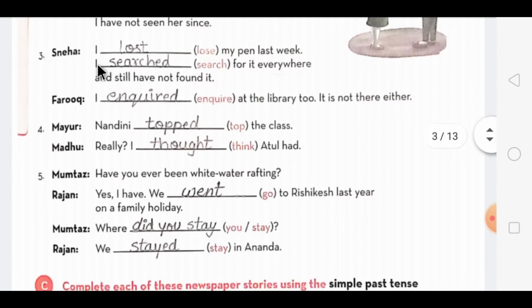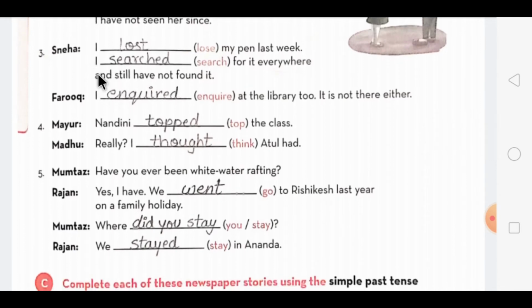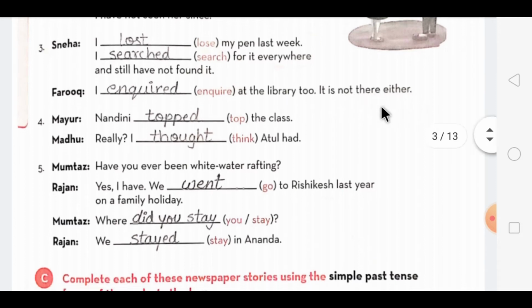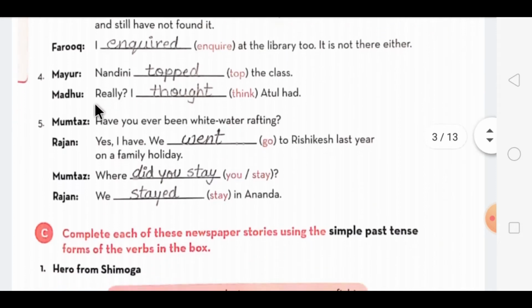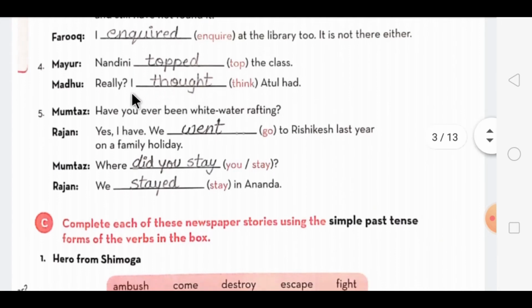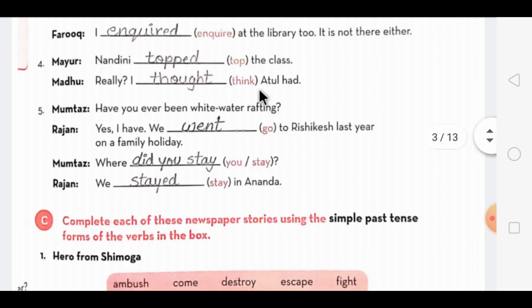Then the third conversation is, Sneha is saying, I lost my pen last week. I searched for it everywhere and still have not found it. The positive sentence is there over here. Farooq says, I inquired at the library too. It is not there either. Now the fourth one is, Mayur is saying, Nandini topped the class. Madhu says, really? I thought Atul had.